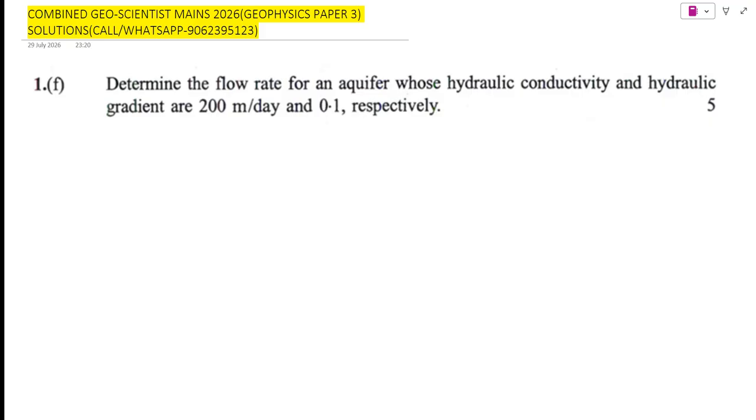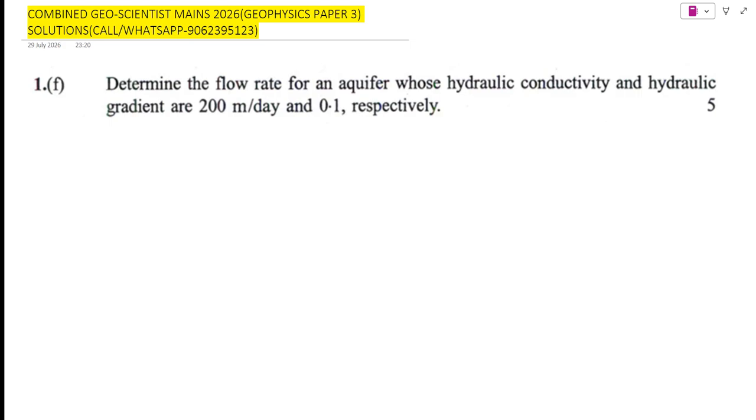Look at this question. This question is taken from the Combined Geoscientist Mains 2026 Geophysics Paper 3. And in this session, we are going to discuss this question. The Combined Geoscientist examination is conducted by UPSC for the recruitment of geophysicists, geologists, and chemists in organizations such as the Geological Survey of India and the Central Ground Water Board. And groundwater and hydrogeology are important parts of the geophysics Paper 3.